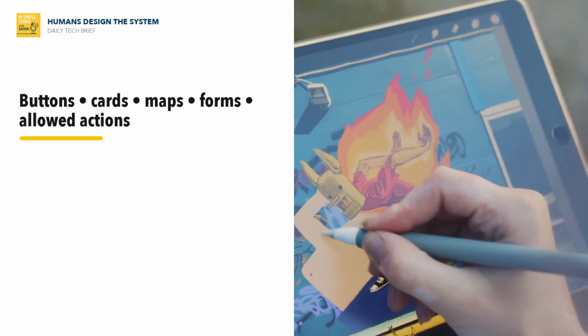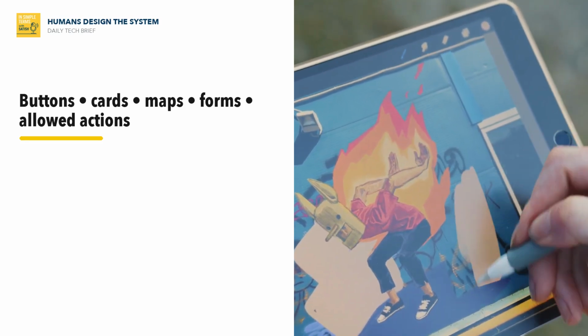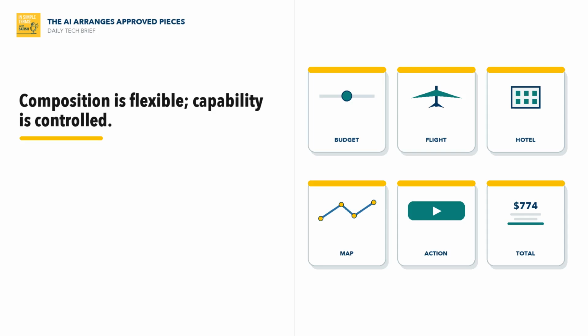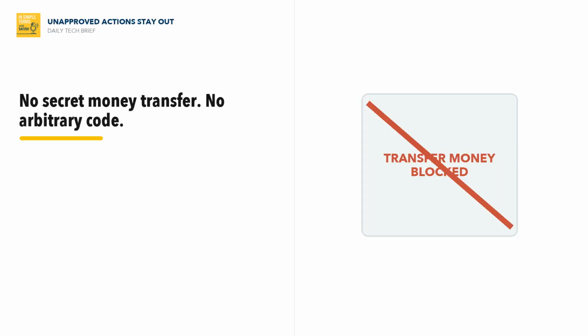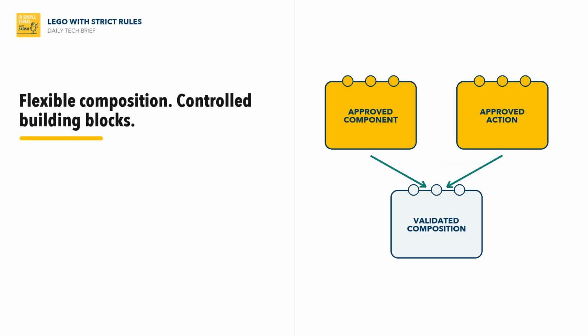Behind the travel app is a catalog created by humans. Approved buttons, cards, maps, forms, colors, and actions. The AI can arrange those pieces. It cannot secretly invent a transfer money button or run arbitrary code. Think of it as Lego with strict rules.